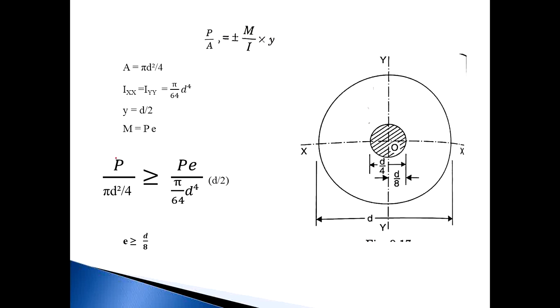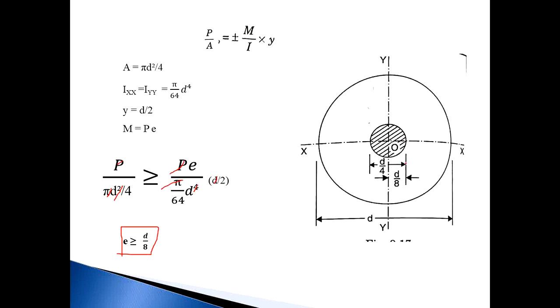By simplifying this equation, P gets cancelled, pi gets cancelled, d square and this d raised to 4 cancel. The remaining term is E is equal to this d on the denominator side, moved to the left side, so it becomes numerator, and 64 divided by 8, that is 8. So eccentricity E becomes d by 8. So the limit of the eccentricity is d by 8 from the origin O.